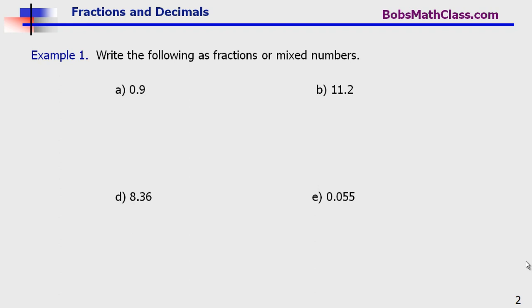Okay, 0.9, so that's going to be 9 over 10, and then that doesn't reduce. Okay, 11.2, the 11 stays in front of the decimal point. The 2 is the numerator. 10 is going to be in the denominator because the 2 is in the tenths place. And then does that reduce? Yeah. Divide both numerator and denominator by 2. So don't forget the 1 on top. 11 and 1/5.